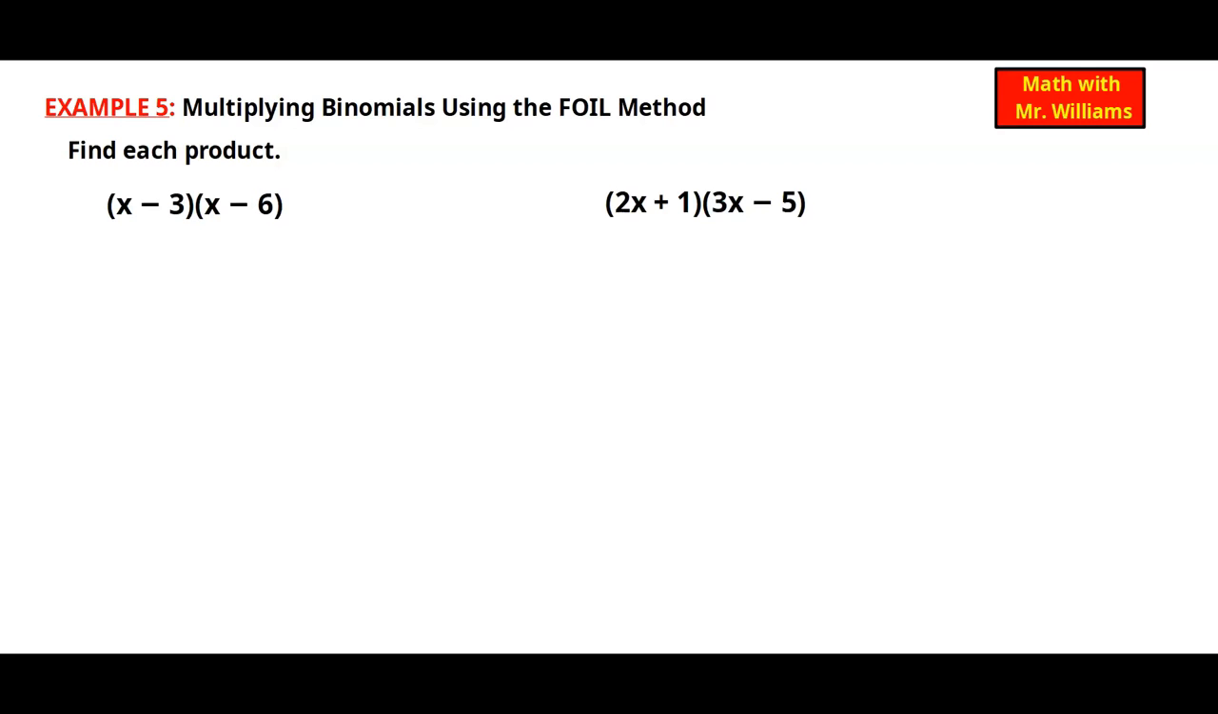Math with Mr. Williams, example 5, multiplying binomials using the FOIL method. Find each product. In the first one we have the x - 3 binomial, and we're going to multiply that by an x - 6 binomial.